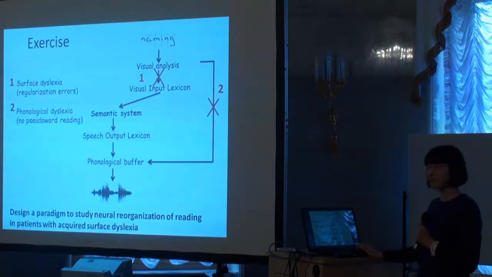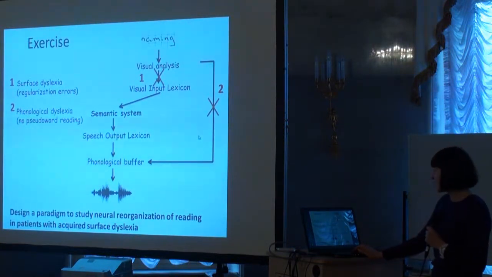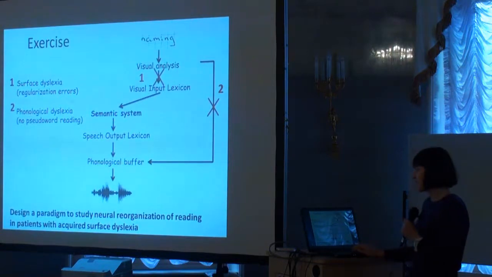This is your reading. And there are two different kinds of dyslexia. Surface dyslexia, where the pathway from visual analysis to the visual input lexicon, the access to the visual input lexicon, is compromised.